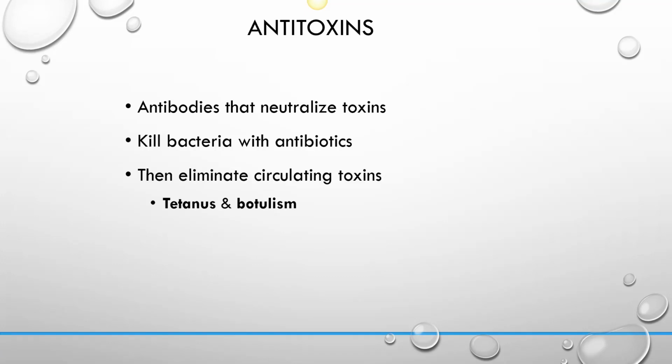Antitoxins are antibodies that neutralize toxins. You can kill the bacteria with antibiotics, but then you have to eliminate the circulating toxins. A lot of times, it's the toxin that's causing the most damage. So you want to cut off the source of the toxin by killing the bacteria, but then you have to deal with the toxin. Tetanus and botulism are two major pathogens where that toxin can kill people.